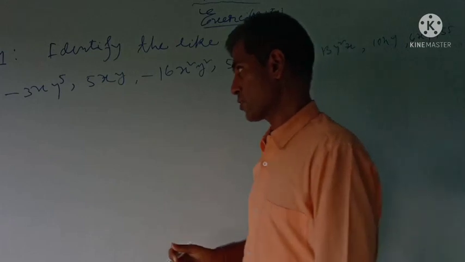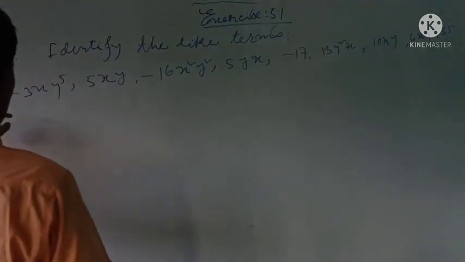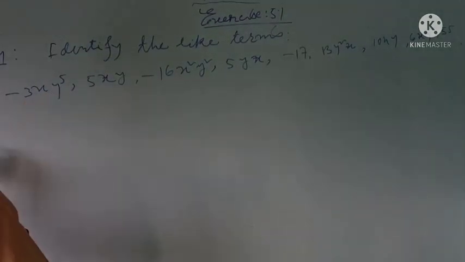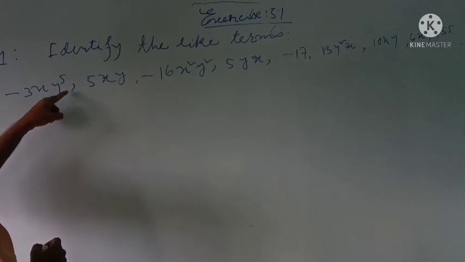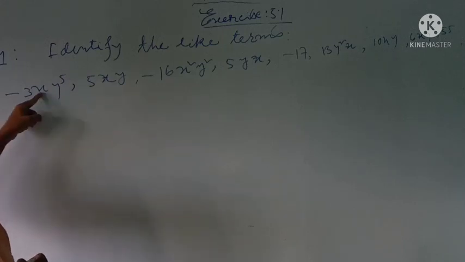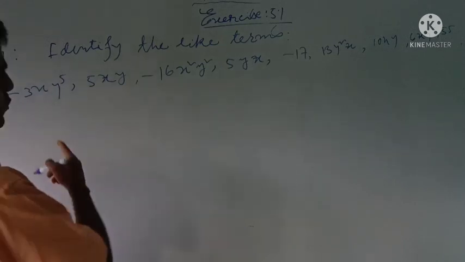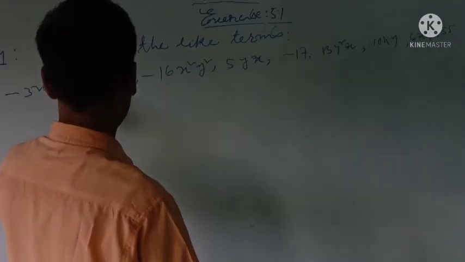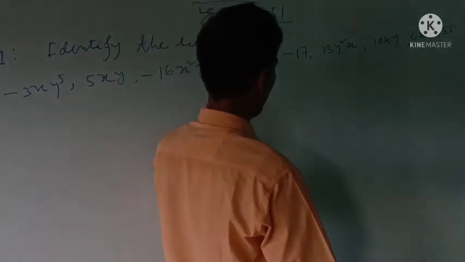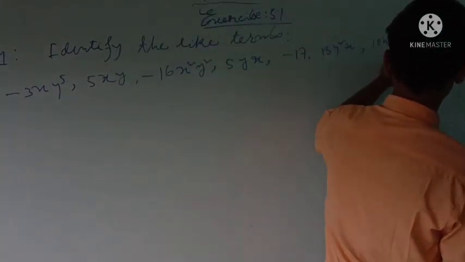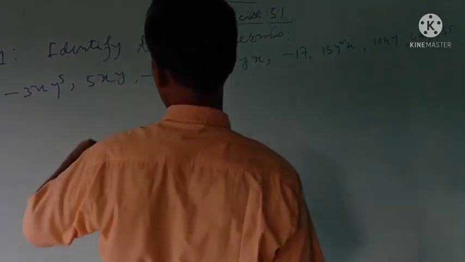Okay, so now see, the first term we got is minus 3 x y raised to the power 5. x into y raised to the power 5. So here we don't have another x into y raised to the power 5. So this term does not have any like term. It does not have any like term.